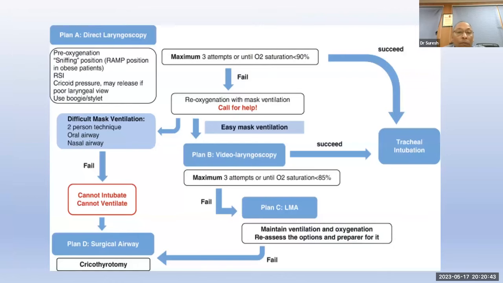And this is an important slide because you have the plan A, plan B, plan C, plan D, whenever we are managing a trauma. The first is direct laryngoscopy, mostly in a trauma. It seldom, it's not very easy. Next, always a VL should be kept in mind. Plan C is a supraglottic airway, and the last is surgical.